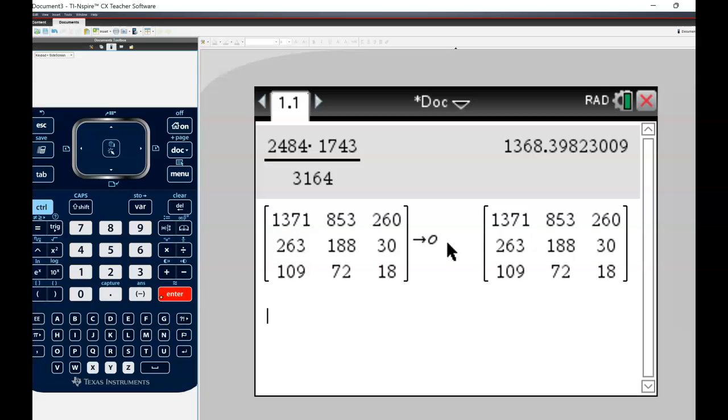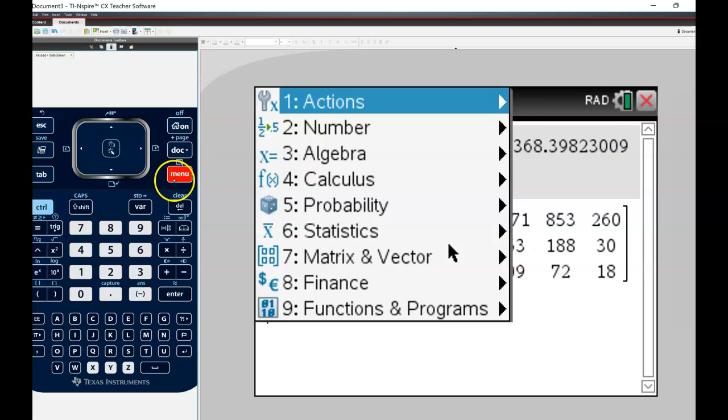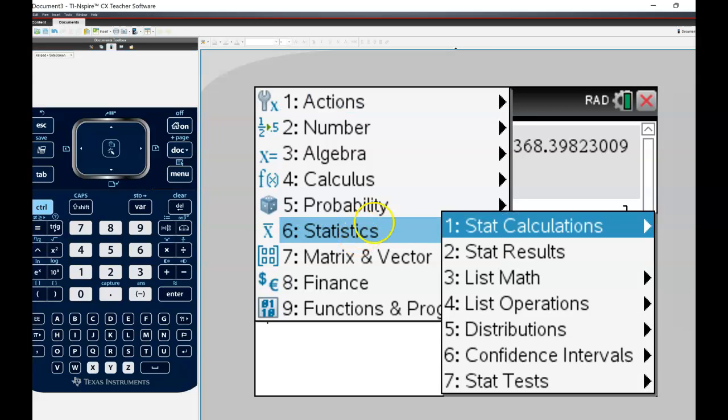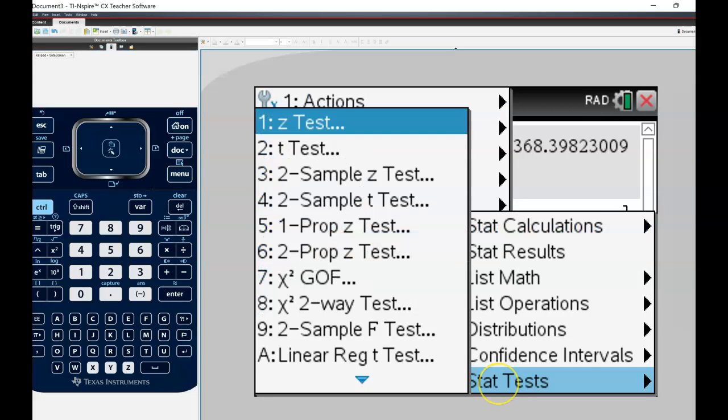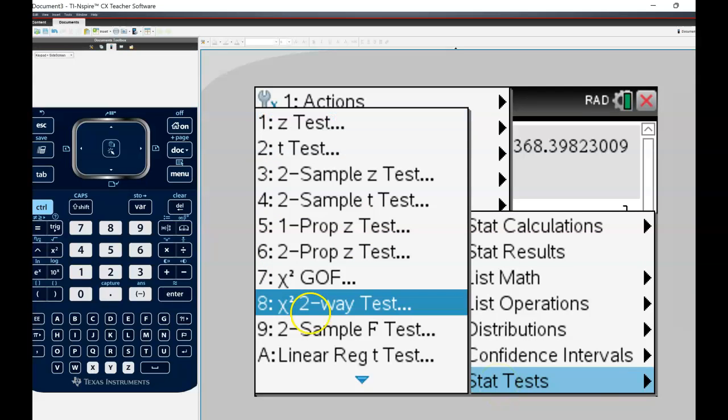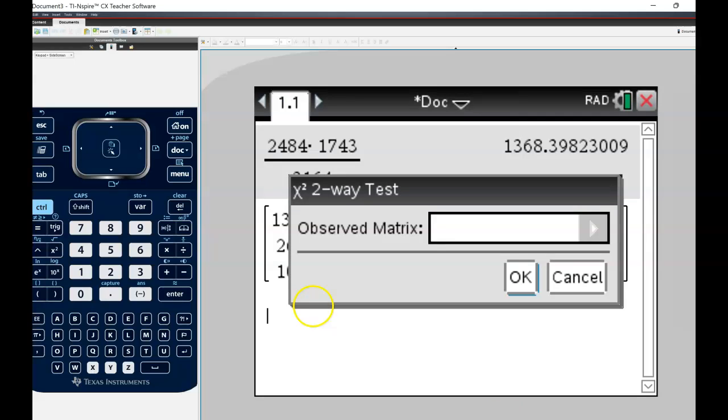Okay, you're now going to perform the test. To perform the test, you're going to do menu, statistics, stat test, and you want to do chi-squared two-way table. It's the same one you used for the test of homogeneity. So we're going to store that for O.